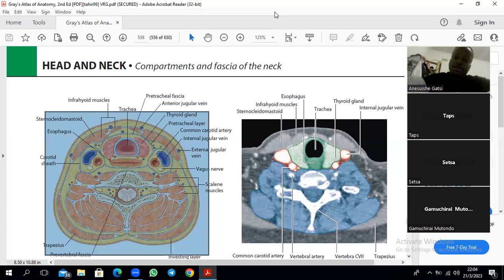And then this investing layer, remember I'm saying things in twos, it encloses two spaces. Which spaces are these? There's a space called the suprasternal space, which is above the sternum. The sternum is your breastbone here. So there's a space on top of it, which you call the suprasternal space. That space is where the two anterior jugular veins are going to meet to form that jugular venous arch that I was showing you, right?